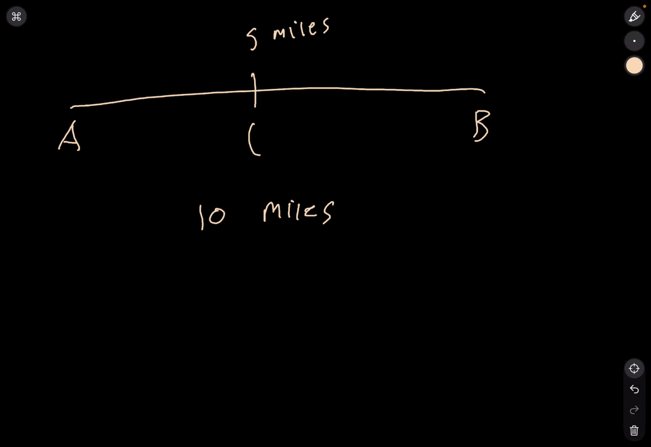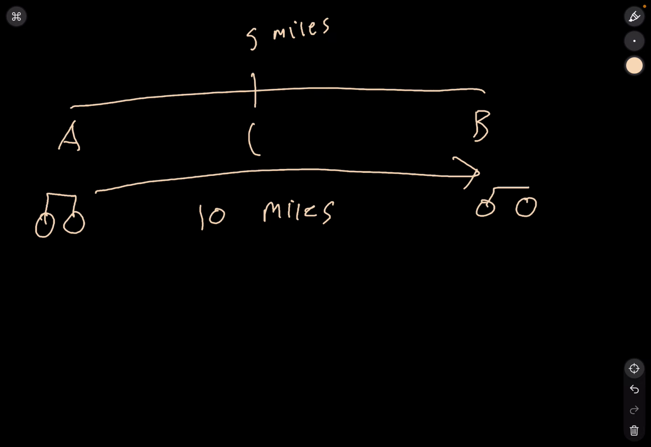And so this might be another example. Let's say you had A, B, then C in the middle. So let's say from point A to point B, it's 10 miles. And let's say that C is the midpoint, so it is 5 miles from each end. So let's say you're in your car, and then you travel to point B, and then you travel to point C.